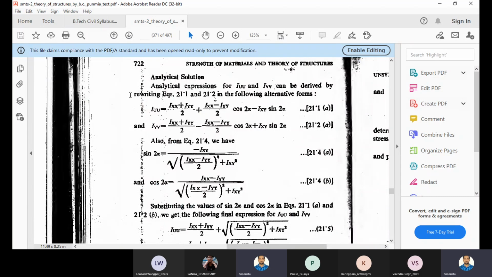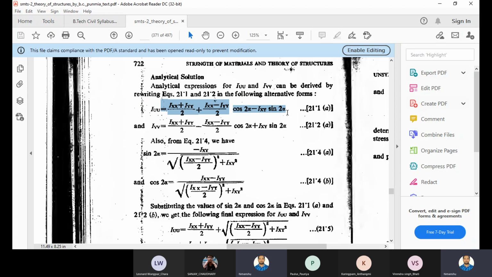Now we can rewrite these equations into alternative forms. Like IUU will be (Ixx plus Iyy) divided by 2, plus (Ixx minus Iyy) divided by 2 into cos 2 alpha, minus Ixy sin 2 alpha. Similarly, IVV will be there. Now from these equations, we can find out the value of sin 2 alpha and the value of cos 2 alpha.